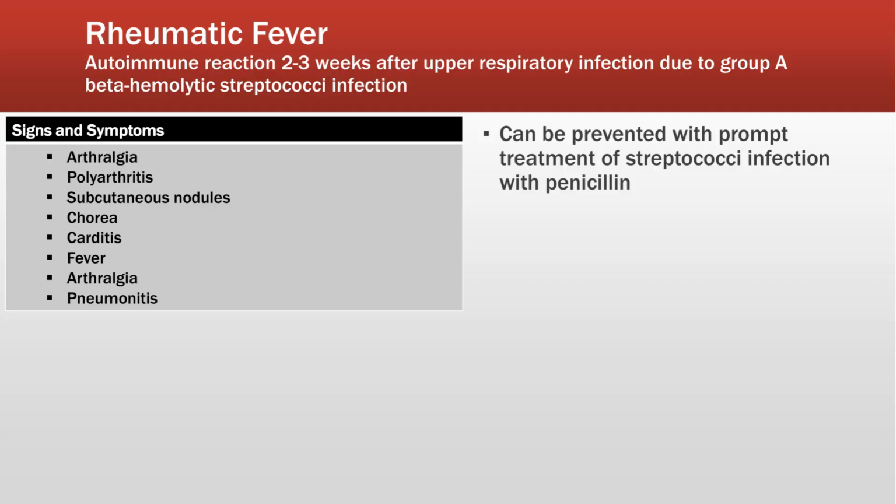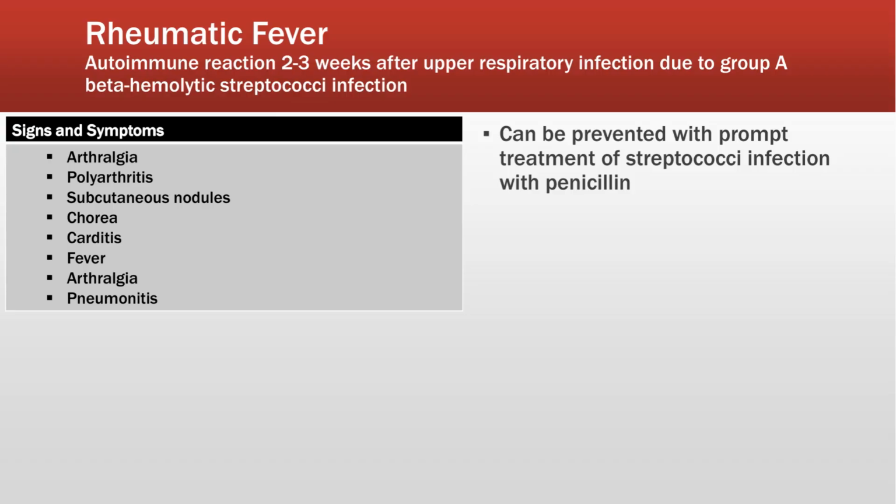Arthralgia is pain in the joints. Polyarthritis is inflammation of the joints that causes pain in the joints. Rheumatic fever is an autoimmune reaction that occurs about 2 to 3 weeks after an infection with group A beta hemolytic streptococcus, the bacteria that causes strep throat.